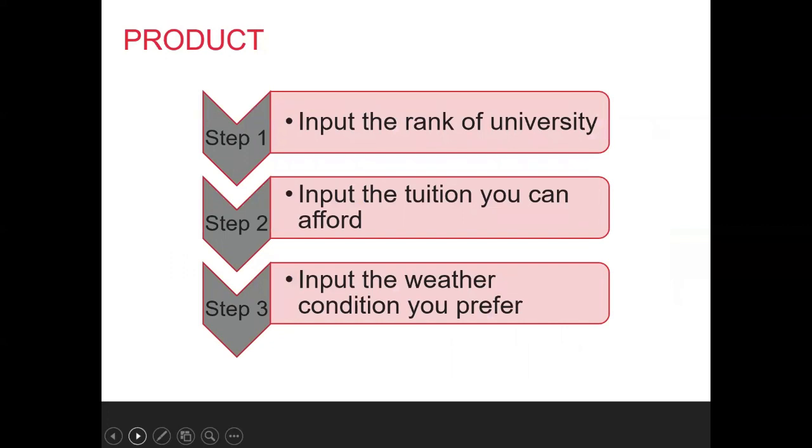So how do we design this product? The user would input the rank of the university. The user would also input the tuition, the maximum tuition that he or she can afford. They would input the minimum temperature that the person would like the city or the university's location to have, and the maximum average temperature that the student would like the location to have.